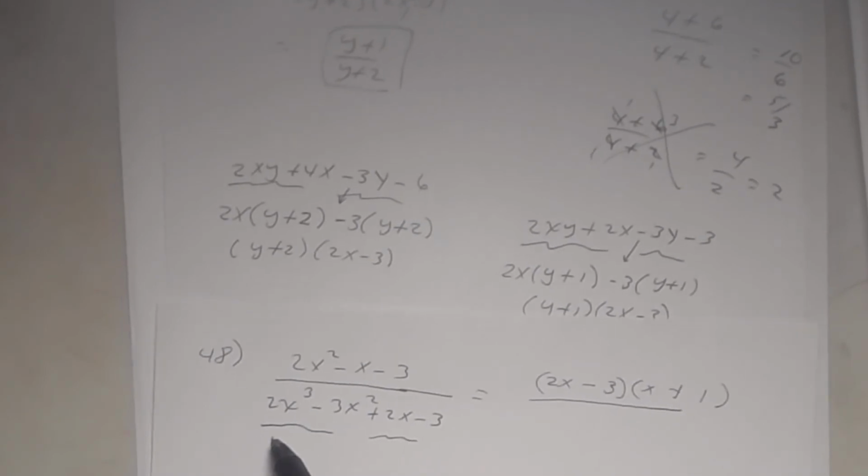What can I factor out of the first group? x squared. x squared times x plus 3, not plus 3, minus 3.